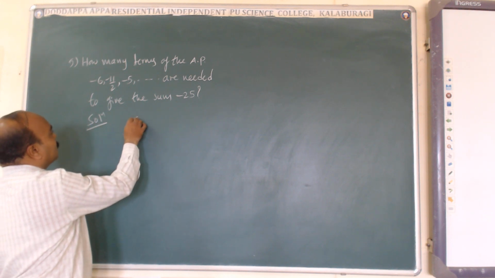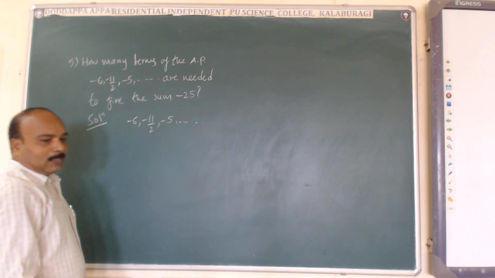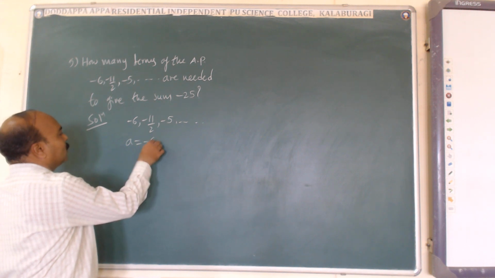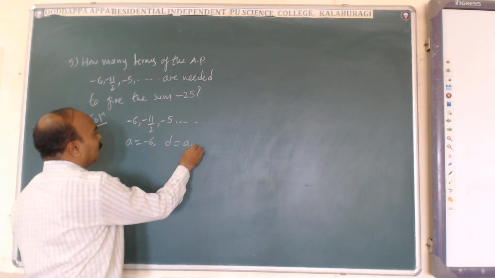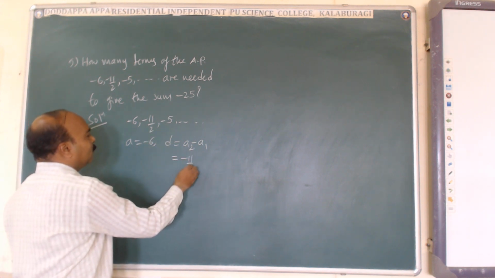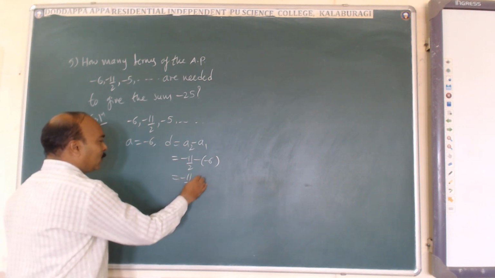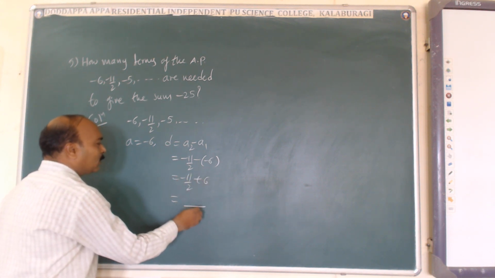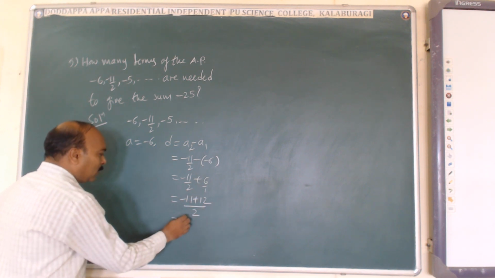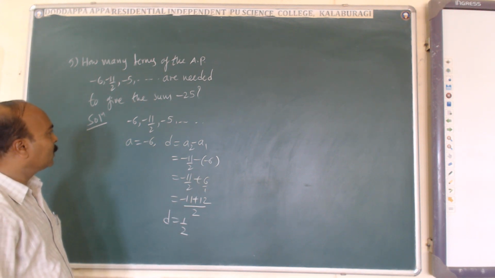First your AP is minus 6, minus 11 by 2, minus 5, and so on. It is a given arithmetic progression. Clearly we observe that a is minus 6. For the d value, a2 minus a1: a2 is minus 11 by 2, minus a1 is minus minus 6, so it is minus 11 by 2 plus 6, LCM is 2, so minus 11 plus 12, equal to 1 by 2. So I got d equal to 1 by 2, it is the common difference.